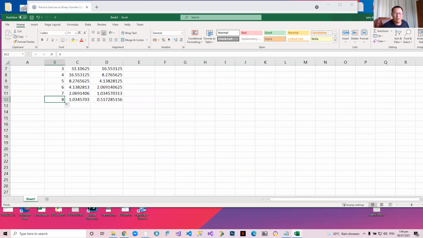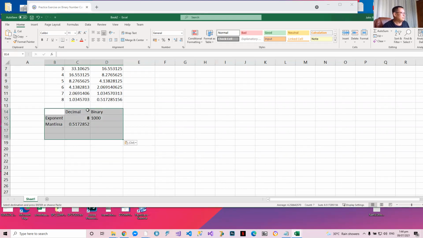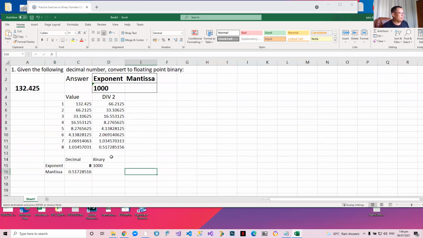Okay. So how do we copy our answer? We will convert the mantissa. Our final mantissa is 0.51728516, and the number of times that we divide is 8 times. So anyway, we know 1, 2, 4, 8.